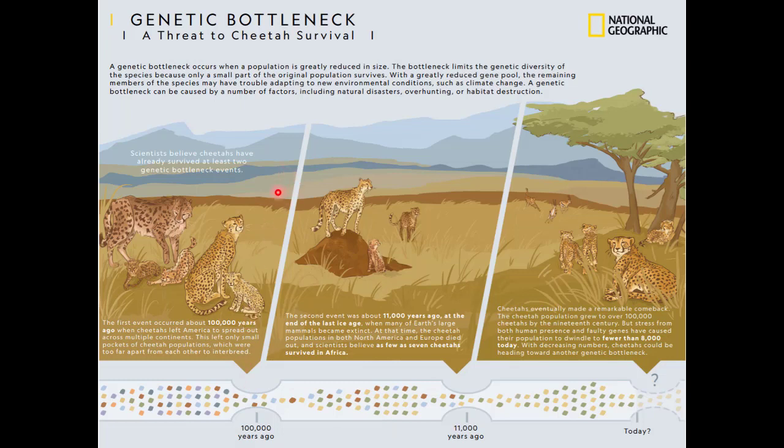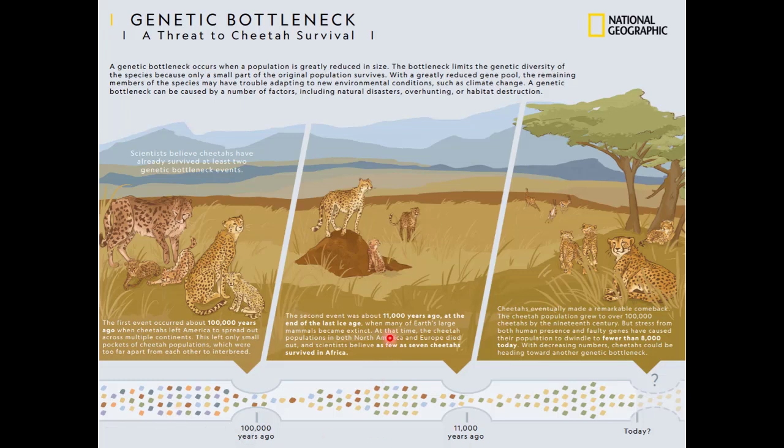So scientists believe that cheetahs have already survived at least 2 genetic bottlenecks. The first occurred about 100,000 years ago, right? So I was talking about this second one here, but the first one was about 100,000 years ago when cheetahs left America to spread out across multiple continents. This left only small pockets of cheetah populations which were too far apart from each other to interbreed, right? So they left the Americas and they spread out, and because they were so spread out, they couldn't really go back and forth and exchange genetic information.